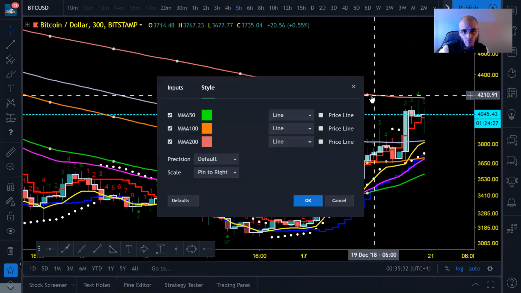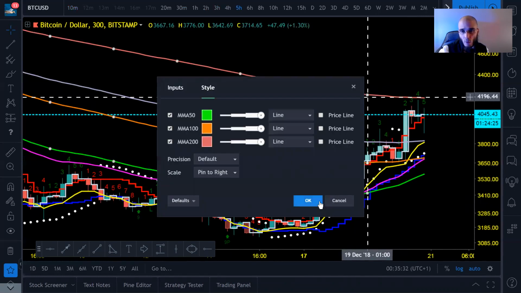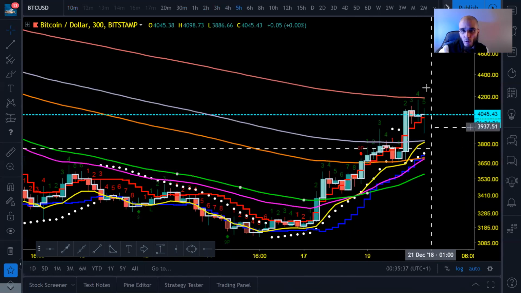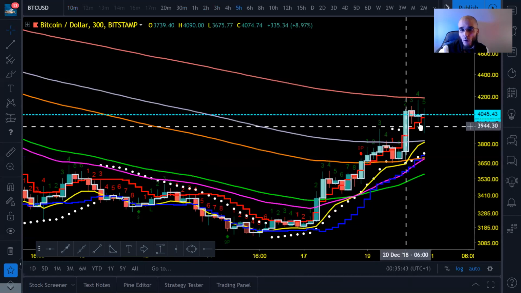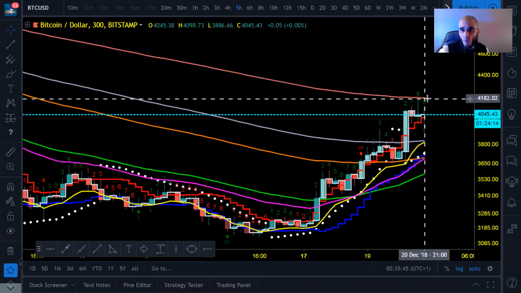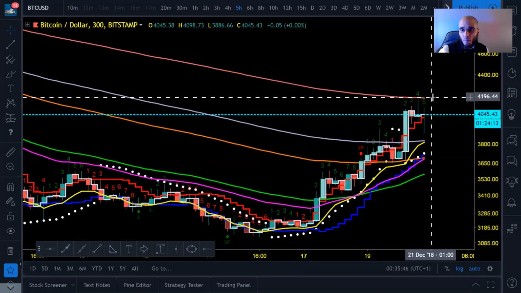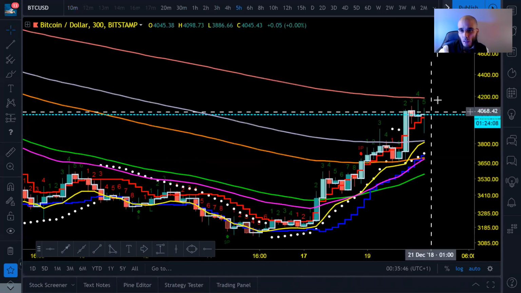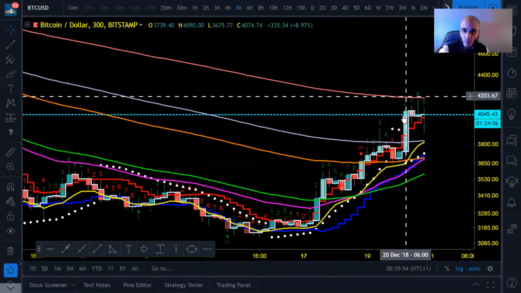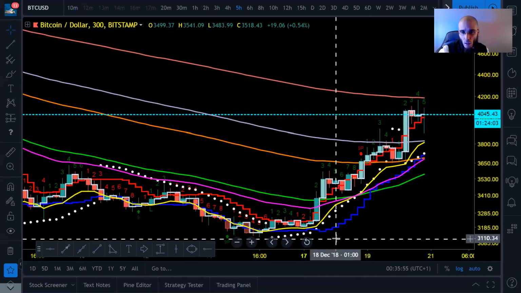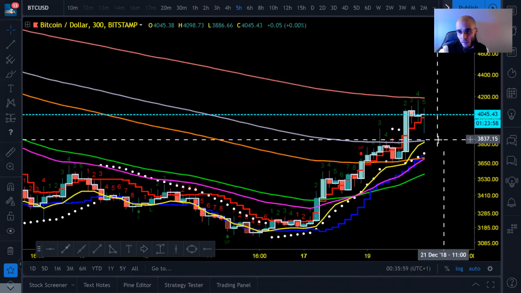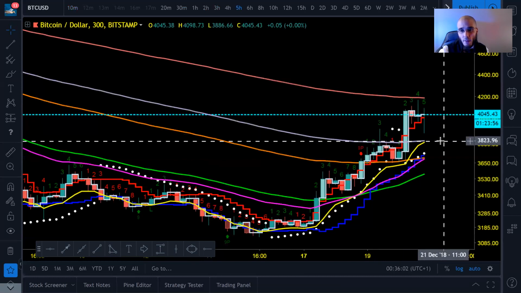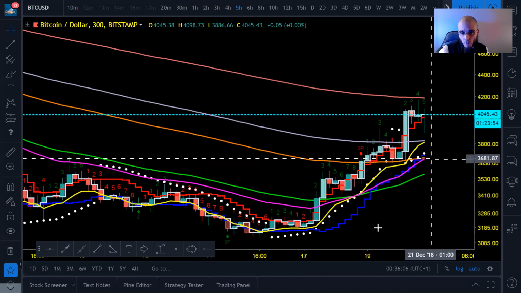Let's take a look. Yes, it's the 200 MMA. You have the 200 MMA higher than the price, and that's resistance right now. It's hard for the price to go higher than 4,180, higher than that moving average at 200 MMA. But apart from that, it's looking good. The moving averages below the price will be support.